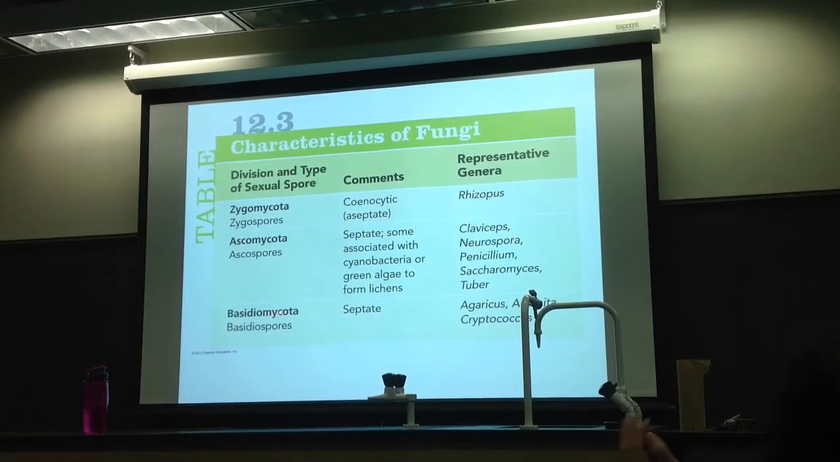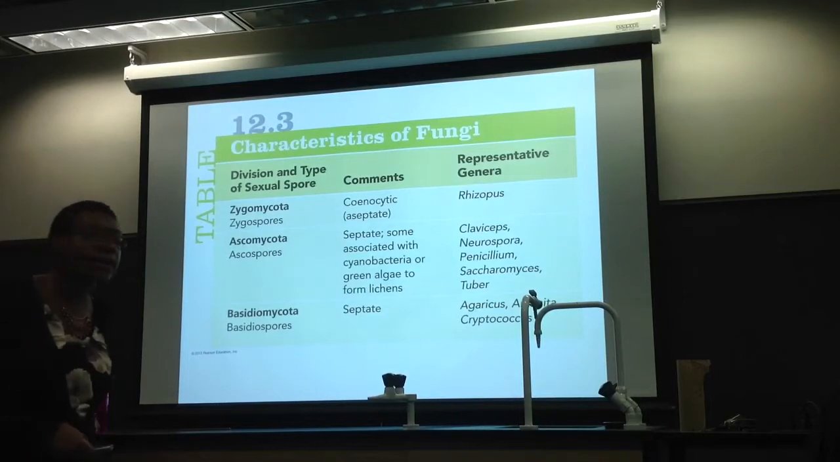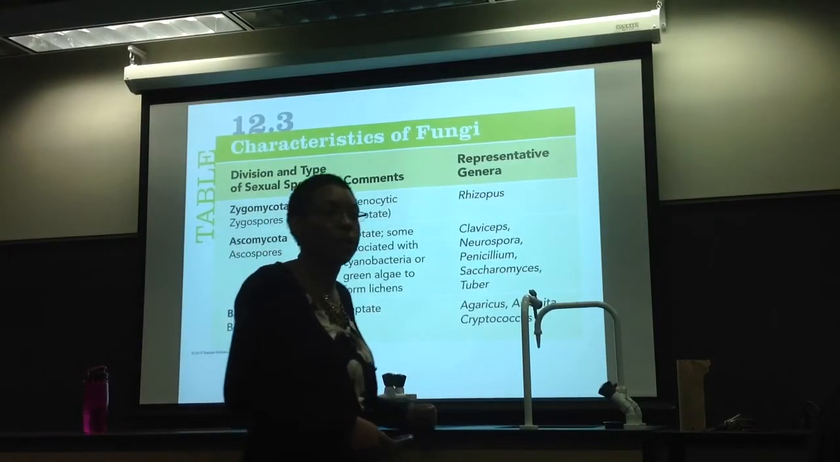And the last group you're probably more familiar with than the other ones, because here's where your mushrooms are. This is Basidiomycota. And of course, when they do sexual reproduction, they make basidiospores. Simple, short and sweet: septate hyphae. Your representatives are your common mushrooms, puffballs, earth stars, smuts, and rust, and shelf fungi. They're all in Basidiomycota.